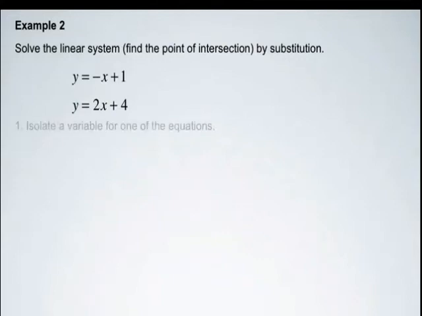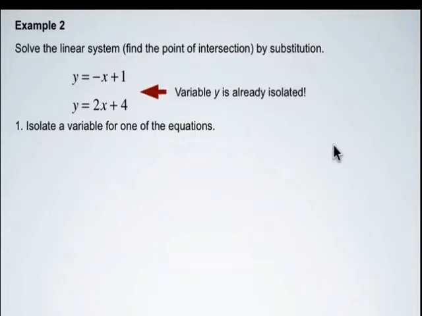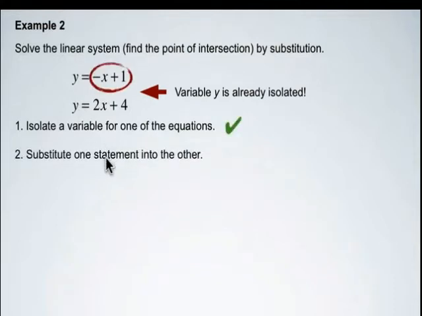Now, the first step for solving a linear system by substitution is to isolate the variable of one of the equations, and we have y isolated in both, so that's already done because y is already isolated in the first and the second equation. Now, we're going to substitute one statement into the other. So we're going to substitute because remember, these two y's are equal at the point of intersection.